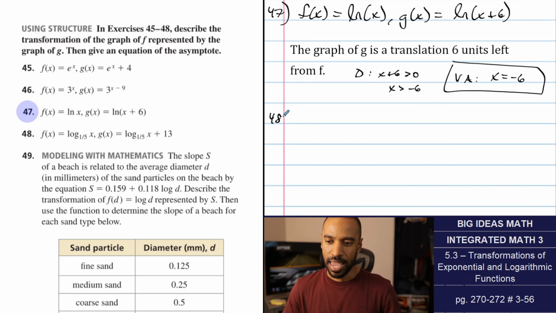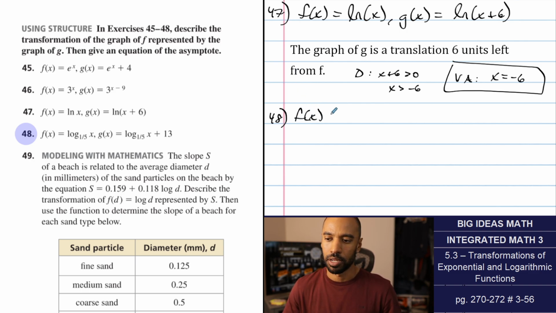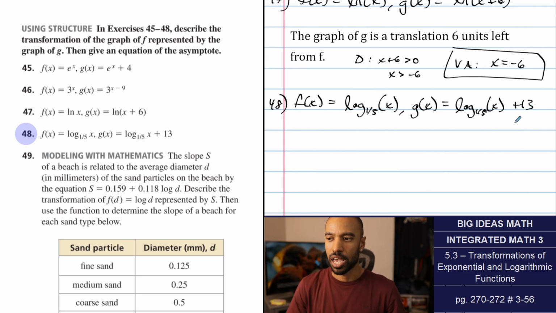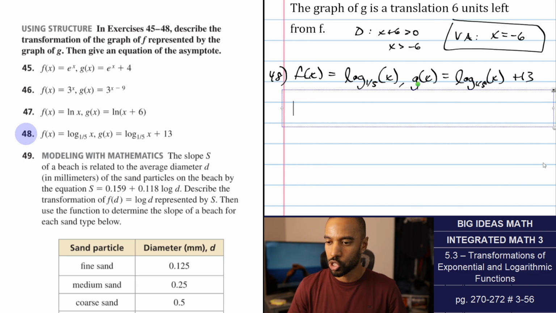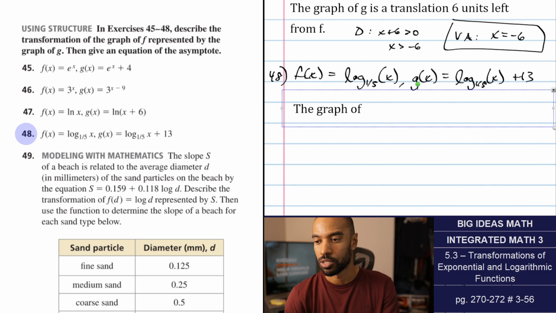And then number 48, we have f of x equals log base 1/5 of x and g of x equals log base 1/5 of x plus 13. But the plus 13 is outside of where the implied parentheses are. As you know, I'm always going to place those parentheses there. Log base 1/5 of x and g of x, but I got to place them properly. Log base 1/5 of x, plus 13. It's outside of it, which means it translates upward instead of rightward or leftward. But the vertical asymptote is not going to change.